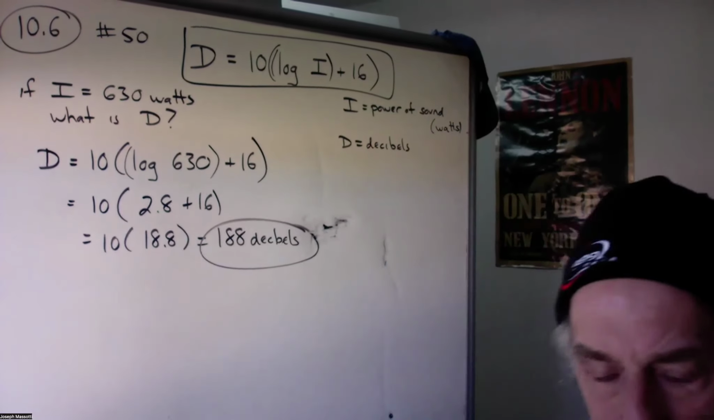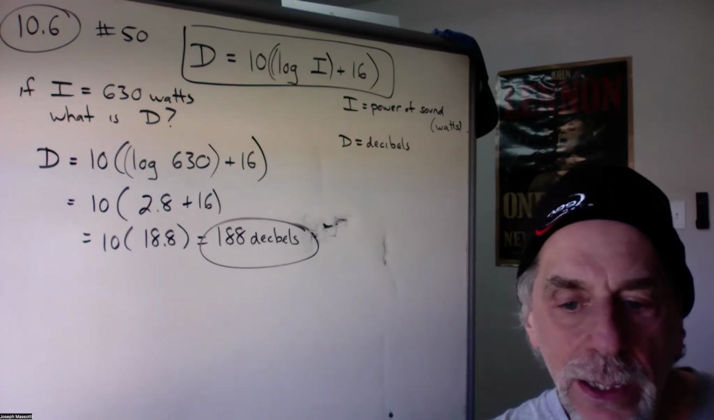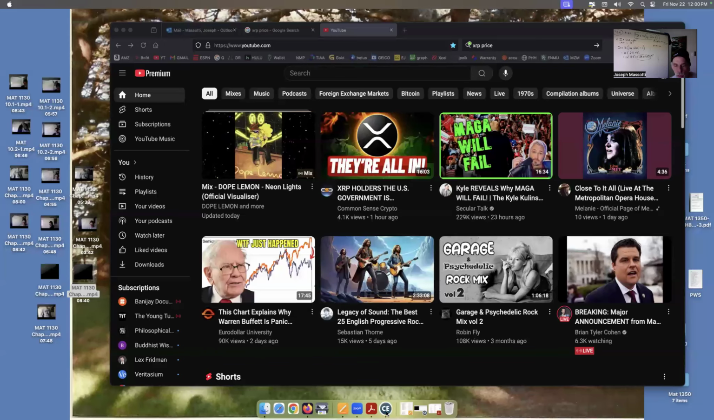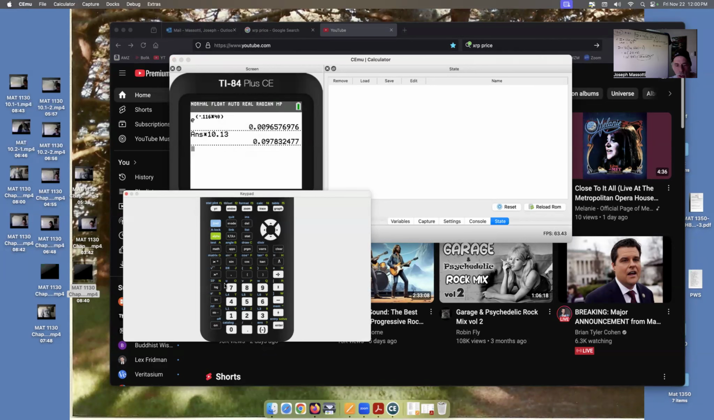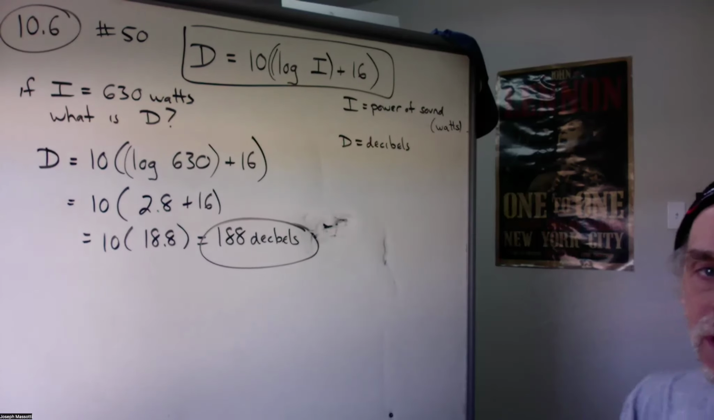All right, so on the calculator, may as well show you on the calculator. Turn this thing on, and we say log, L-O-G, that's log base 10 of 630. You're going to get that number of 2.8. I rounded it to 2.8. You're going to add 16 to that, and you're going to multiply by 10. And we round it to the nearest decibel, or 188 decibels. All right, so that's number 50.